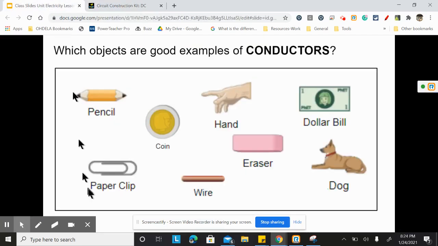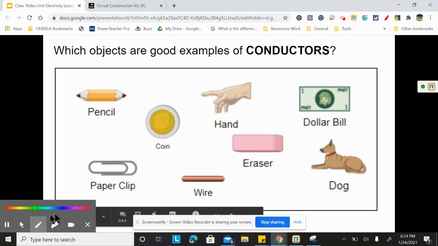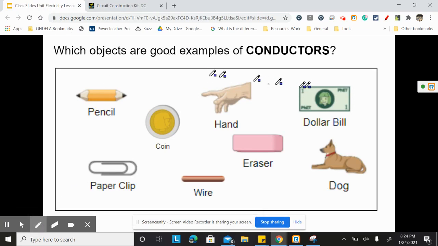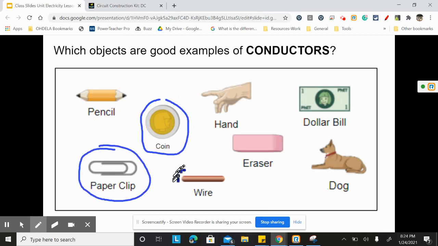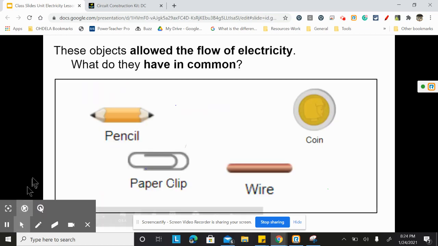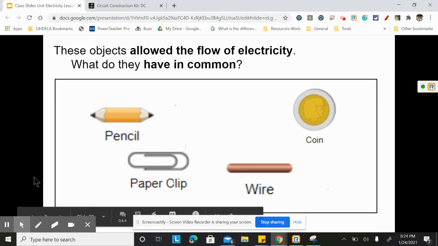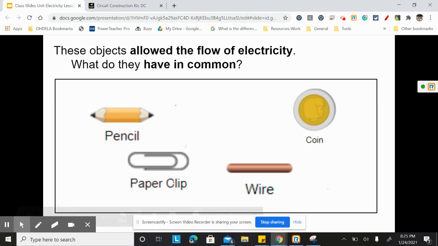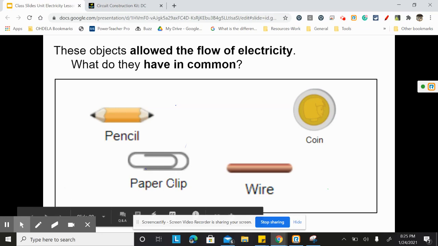Let's go back and check our understanding. So which conducted? We have the coin, the paper clip, the wire, and the pencil. We will test the hand, eraser, and dog in just a moment. This is what we know so far. These are good examples of conductors. These are the objects that allowed electricity to flow through them. That's what a conductor is, an object that allows electric current to flow through. What do they have in common?